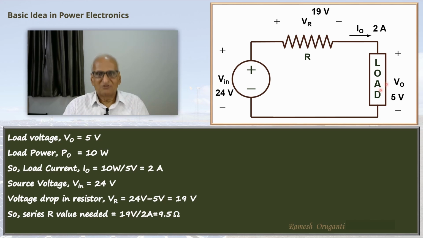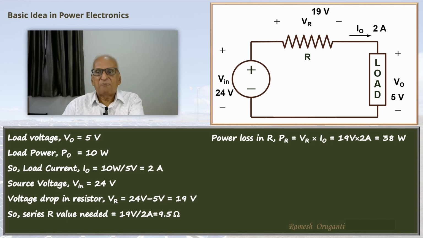Let's see how lossy it is. Let us calculate the power loss in the resistance R. We have 19 volts, 2 amperes, so it is 38 watts loss. You can also do I squared R: 2 times 2 times 9.5 ohms, that will also give you 38 watts. So the power loss in the resistance is 38 watts, whereas the load power is 10 watts. You can see we are wasting more power than we are using in the load.